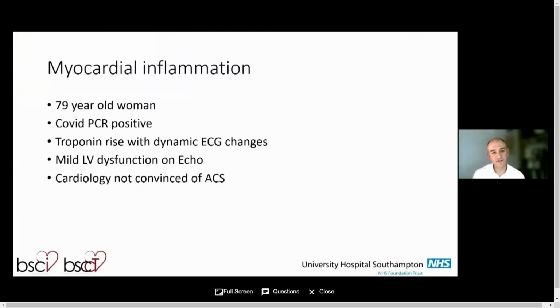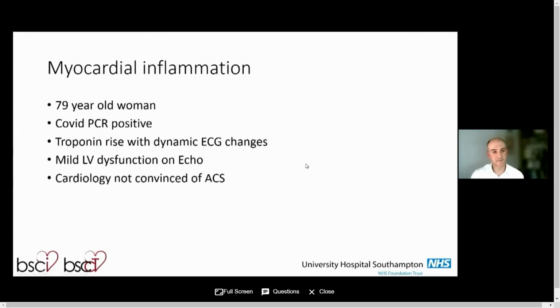I just want to touch specifically now on myocardial inflammation. Again, with another case. This is a 79-year-old woman who was COVID PCR positive, and she presented with troponin rise and dynamic ECG changes. She had mild left ventricular dysfunction on her echocardiogram, and cardiology were not convinced of an acute coronary syndrome, so asked us to perform a cardiac MRI in the first instance, and I'll show you her pictures now.